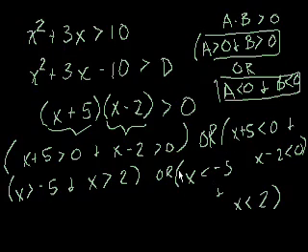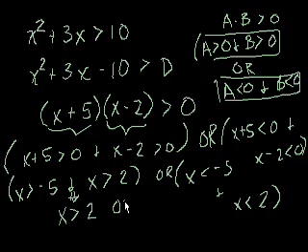Now we can actually simplify this, because here we say that x is greater than negative 5 and x is greater than 2. So in order for x to be greater than negative 5 and greater than 2, this could just simplify as saying x is greater than 2, right? Because if x is greater than 2, it's definitely greater than negative 5.